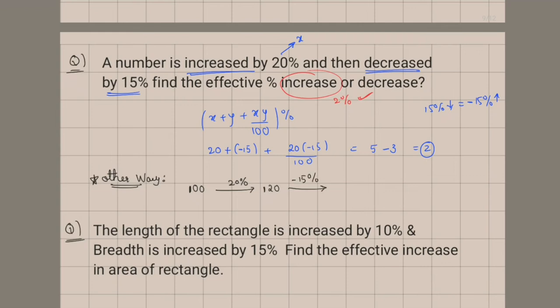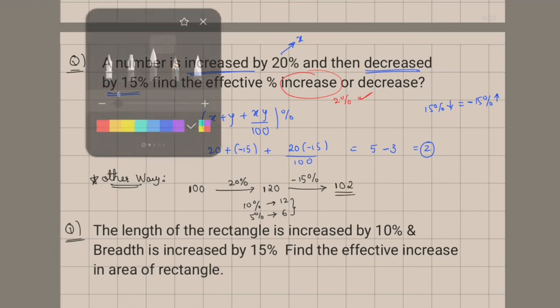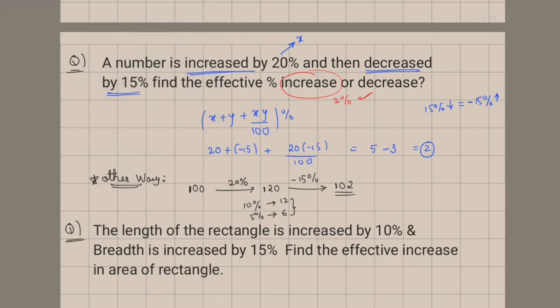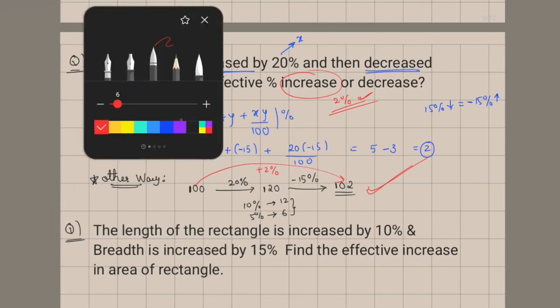What is 15% of 120? Which is 18. Why? Because 10% is 12. Because we need to cancel 1 zero. 5% is half of 10%, which is 6. So if we add these two, we get 18. If we subtract 18, we get 102. So what is the final increase from 100 to 102? Which is 2%. So this is the answer. So ఈ కేసులో సేమ్ వచ్చింది. You can do in this way also or in this way, whichever makes you comfortable. Please follow that method.